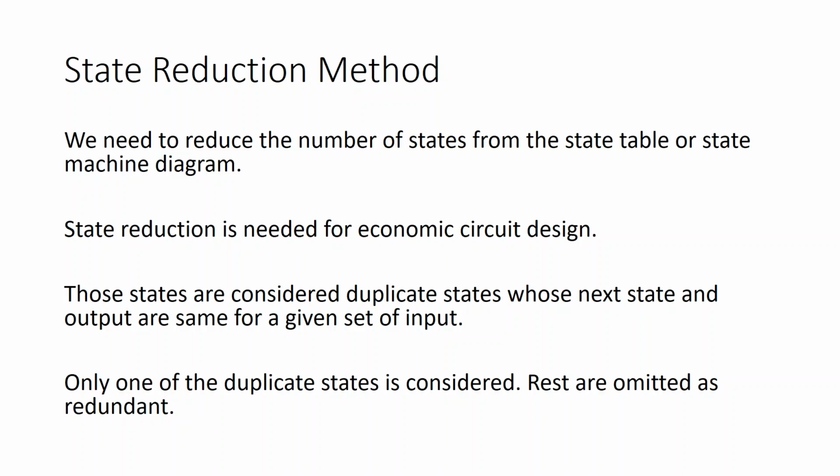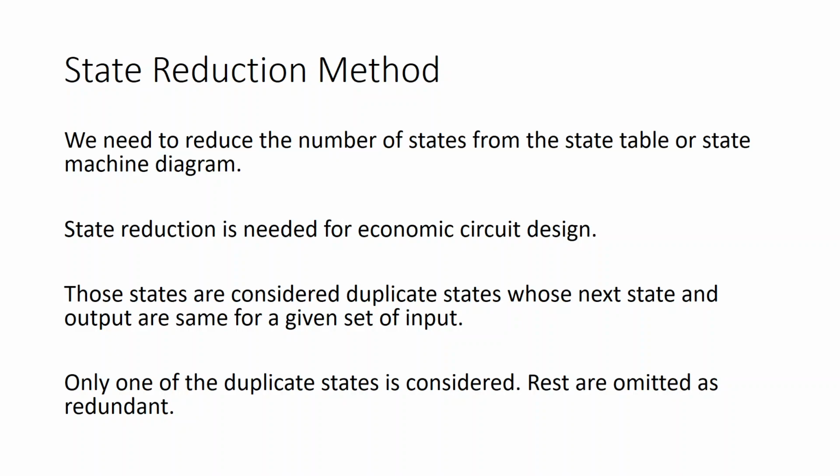So which states are we reducing? Those which we will consider as duplicate states. What are those duplicate states? Those states whose next state and output are same for a given set of input. So whenever one set of input is coming for a present state, we observe that the next state and the output combination of that particular present state is same as another state, then these will be treated as duplicate states. So only one of the duplicate states will be considered and the others will be omitted as redundant.